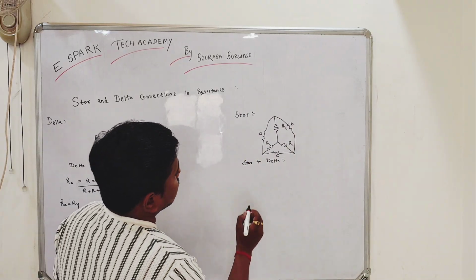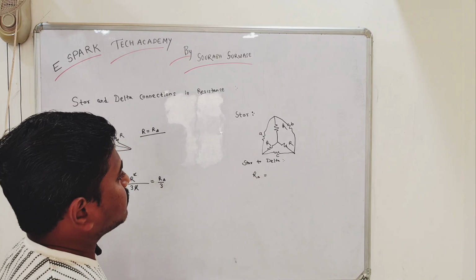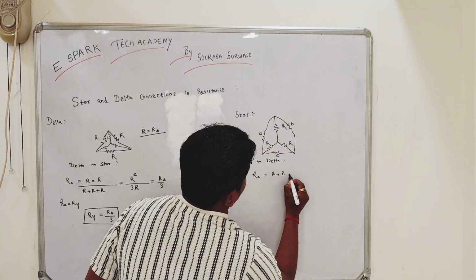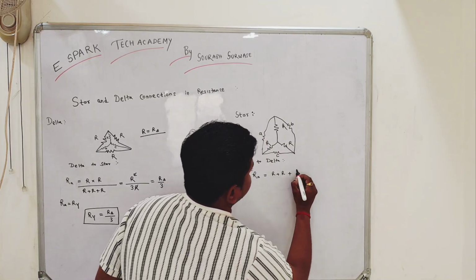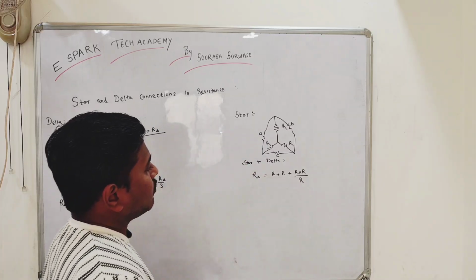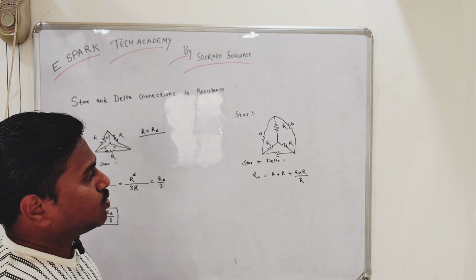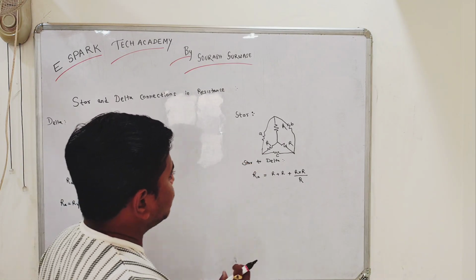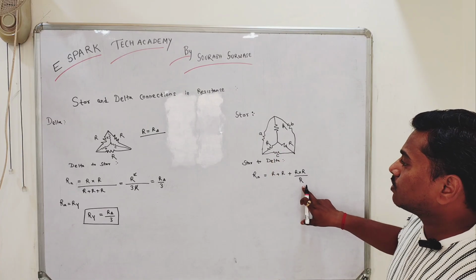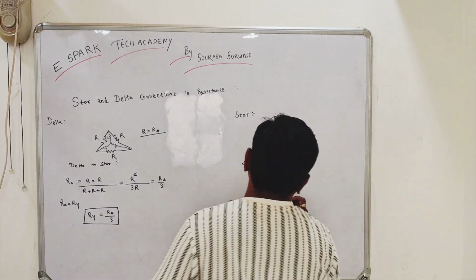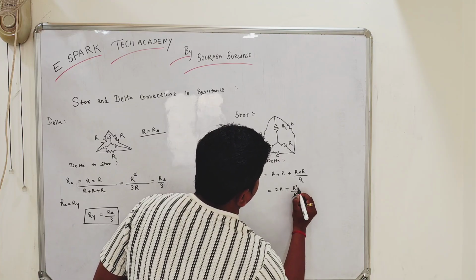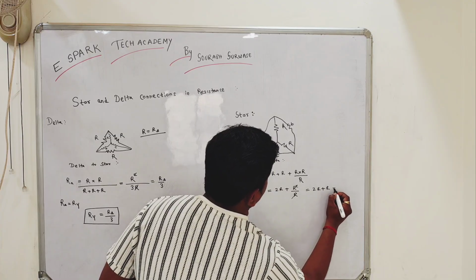Now in order to calculate the resistance Ra, we will sum up the two resistances, R plus R, plus R into R divided by the opposite resistance R. Or in other cases you can also multiply each and every resistor: R into R plus R into R plus R into R divided by the remaining R. In this case you can calculate it as 2R plus R square divided by R. It is nothing but 2R plus R. It is nothing but 3R.